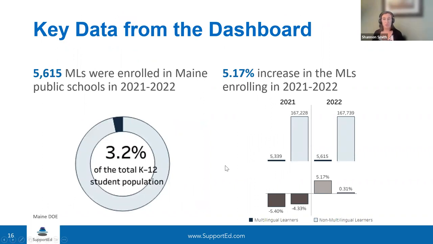Two items of note in terms of enrollment is that 3.2% of the student population in Maine are multilingual learners. And when we look from last year to this year, there was a 5.17% increase in the multilingual learners enrolling in the state of Maine.